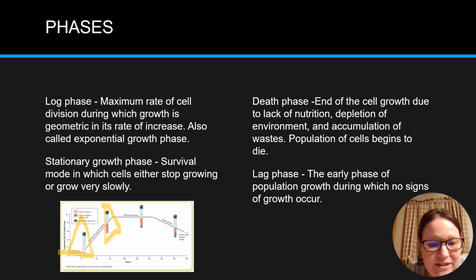Our next one is our stationary growth phase, a survival mode in which cells either stop growing or grow at a very slow rate. And that is this one. Not much change between these 2. And then our last one, of course, which is this one, is going to be the death phase, and it's the end of cell growth due to lack of nutrition, depletion of environment, and accumulation of waste. The population of cells begins to die.